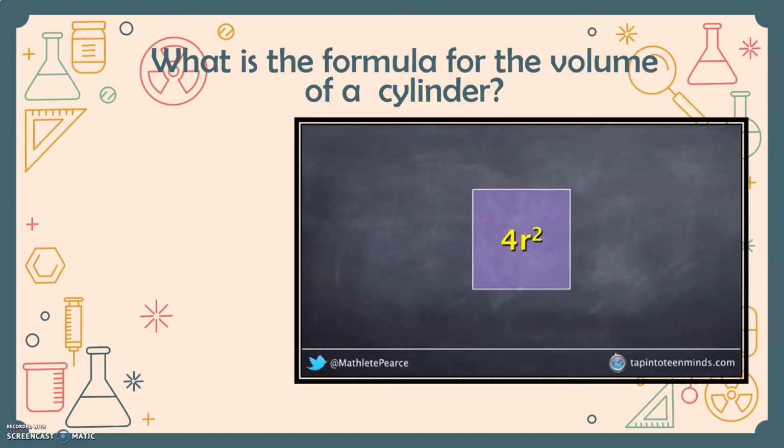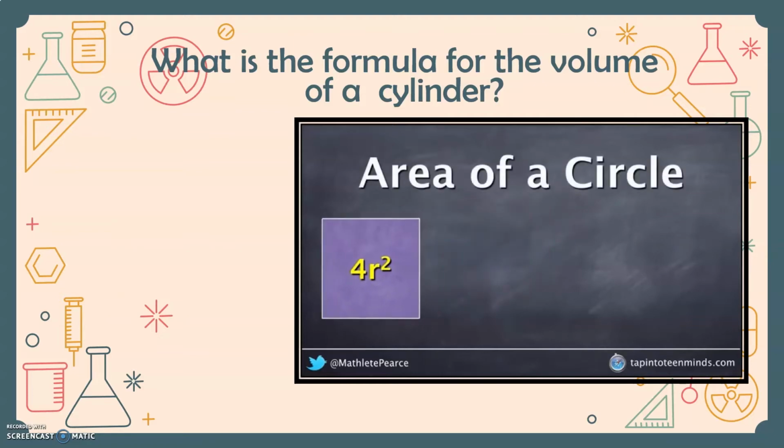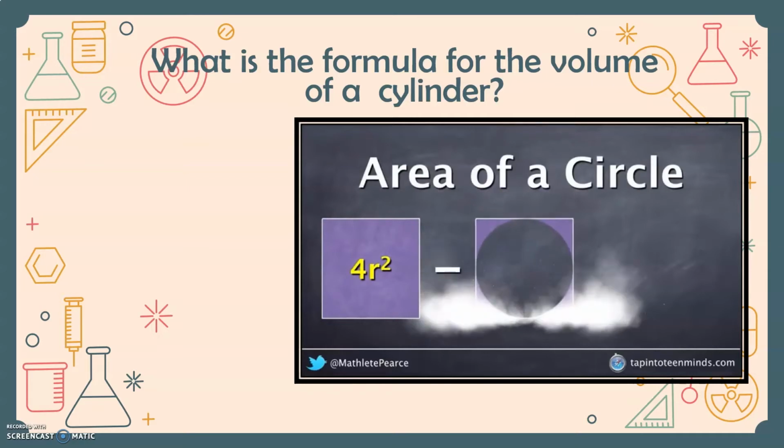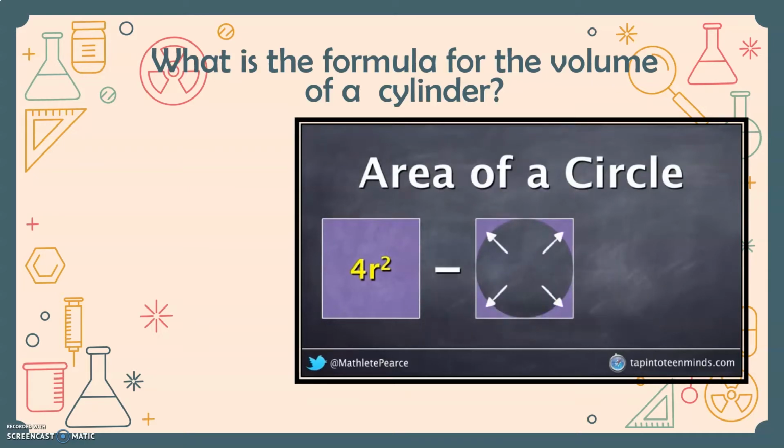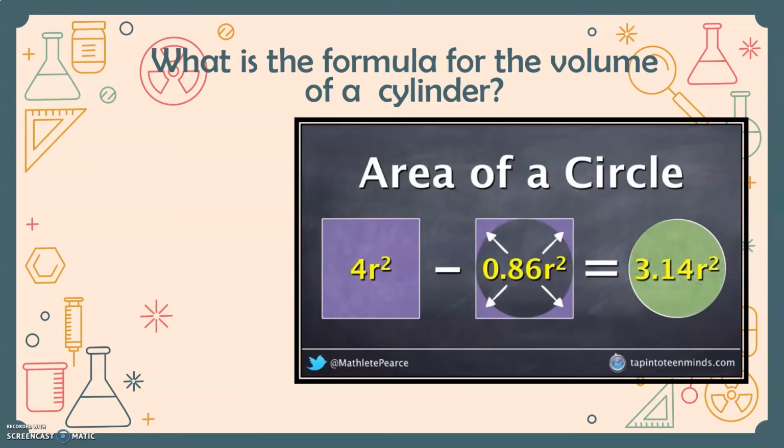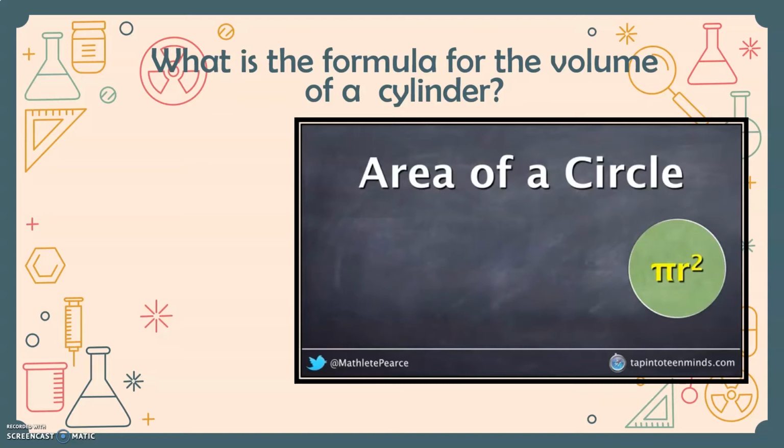So let's break this down a little bit. By taking that 4 r squared and visualizing the corners that we need to eliminate, those corners have an area of 0.86 r squared. And if I subtract those two values, 4 r squared minus 0.86 r squared, we end up with 3.14 times r squared, which is ultimately pi r squared. Later, in another video, we'll talk about where that 0.86 times r squared comes from. But for now, we're going to go back to the base of our cylinder, which is a circle.